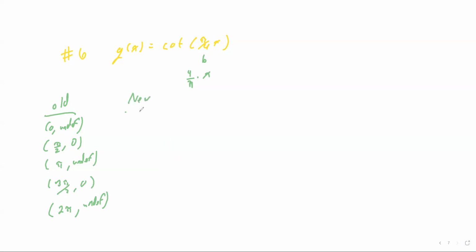So again, all we got to do is multiply our x. So 0 times 4 pi is going to be 0 and then undefined. This would then be 4 over 2, so that's going to be just 2, 0. This is going to be 4, undefined. This would be 6, 0. And then I can kind of see a pattern already. And this would, again, be 8, comma, undefined. So nice little numbers here.